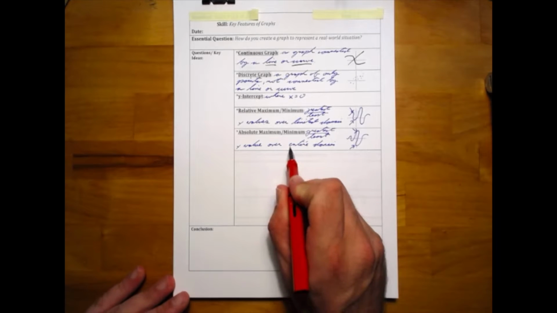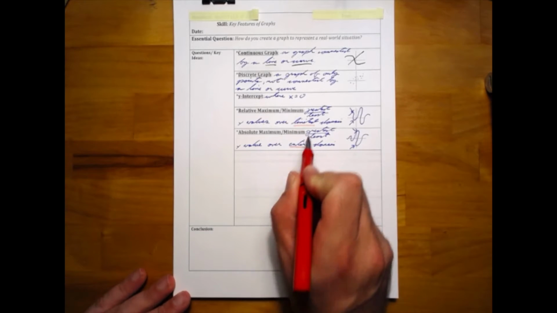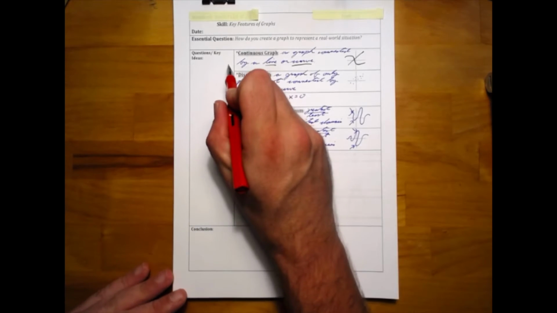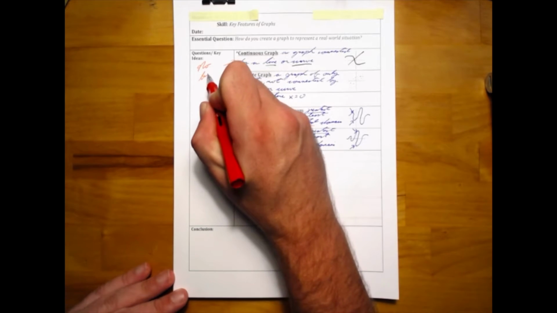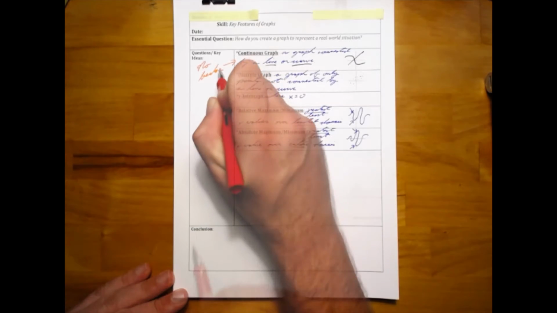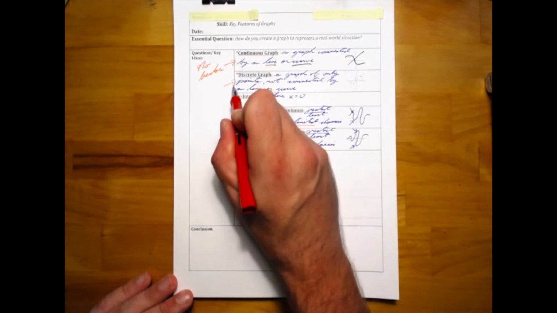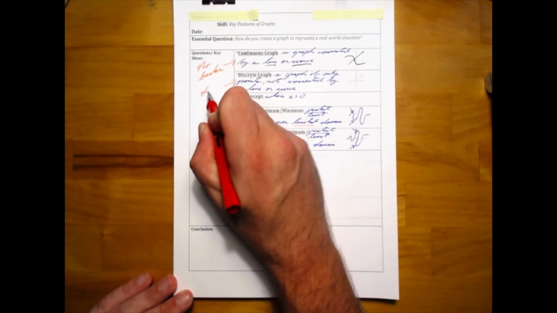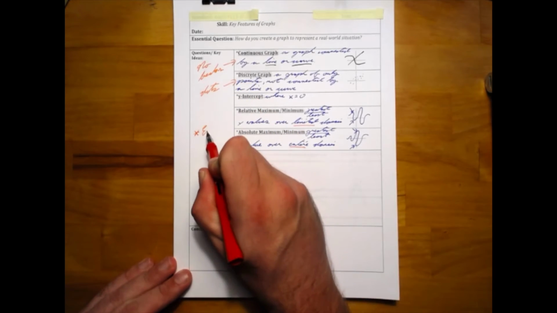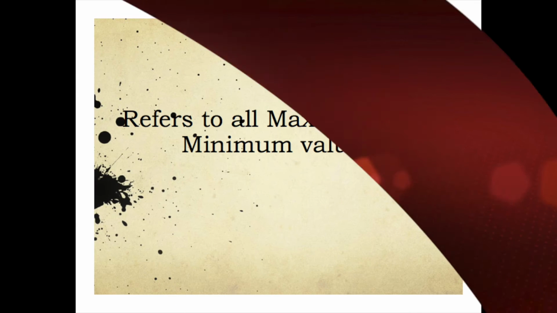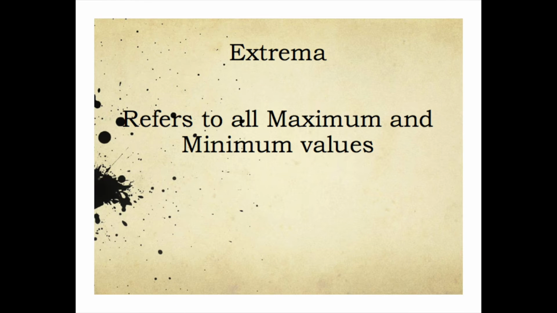To simplify some of our ideas, we might look at a continuous graph simply has no breaks, where a discrete graph is a collection of dots on the graph itself. Extrema is a good vocabulary word that refers to all of the maximum and minimum values on the graph.